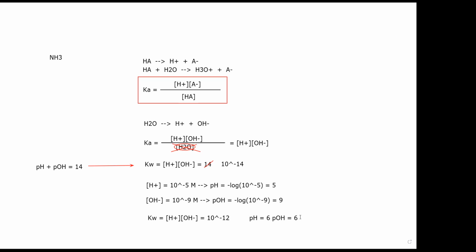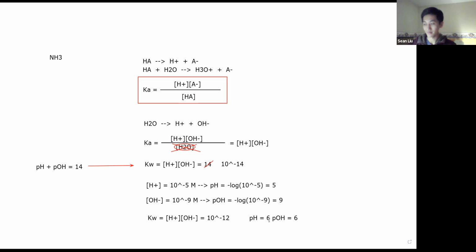Wait, can you repeat that? Sorry. All right. So pH is less than 7, which seems to imply that the solution is acidic. But if we look at pOH, it's also less than 7, and therefore you have more hydroxide than normal, and therefore it would imply the solution is basic.